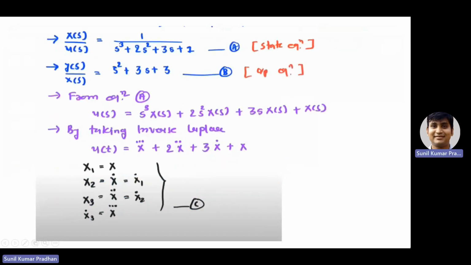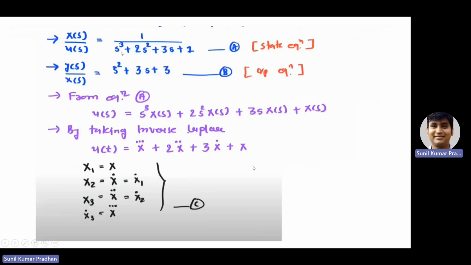Now first we'll see the state equation, then we'll go to the output equation. Now for the state equation, we'll cross multiply here, so U of s equals X of s times s cube plus 2s square plus 3s plus 1. If we multiply here, we'll get the equation like this. And after that, we will take the inverse Laplace transform. So if we take the inverse Laplace transform, then it will be u of t is equal to x triple dot plus 2x double dot plus 3x dot plus x.